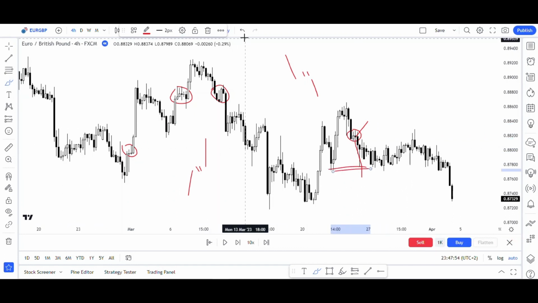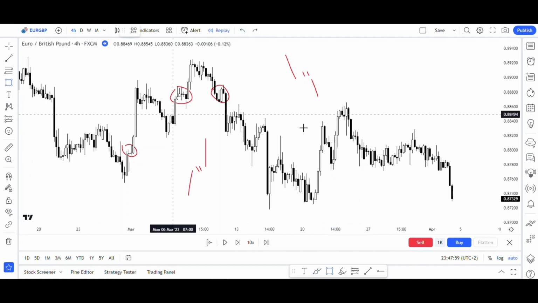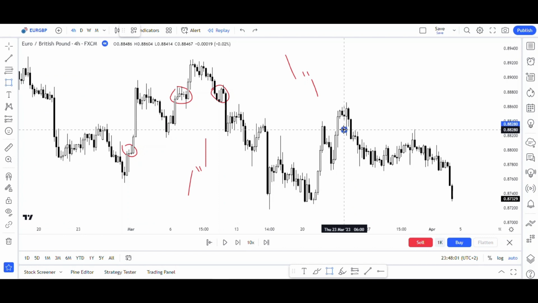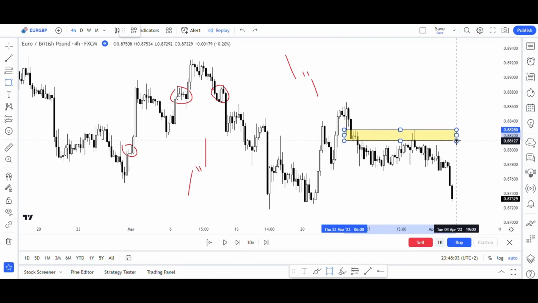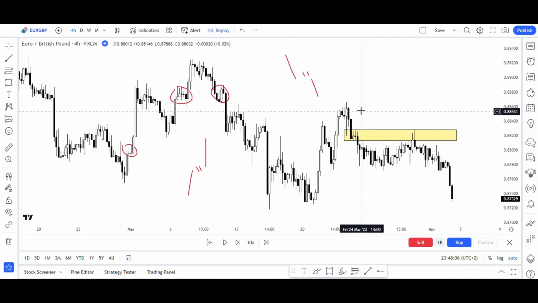So then you could probably draw an order block just right here. Of course, you can see that it violated the stop loss here, the high. This candle high was 88.269 and this candle high was 88.21.